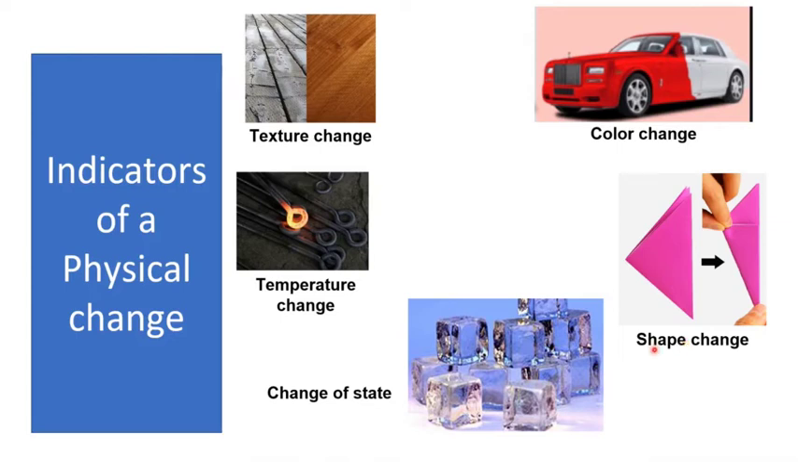Another indicator can be shape change. For example, if you are folding a piece of paper, the paper has remained the same, only the shape has changed. So it is also an example of a physical change. The last but not the least indicator of a physical change is the change of state. It means that if anything is changing from solid to liquid or liquid to gaseous or solid to gaseous or any other change of the state, then it means that it is a physical change. For example, melting of an ice cube.